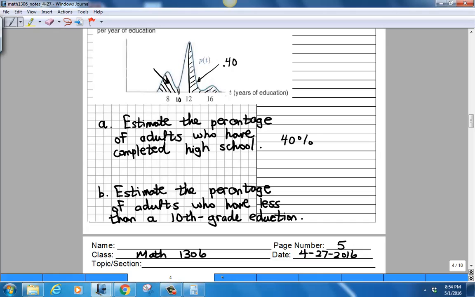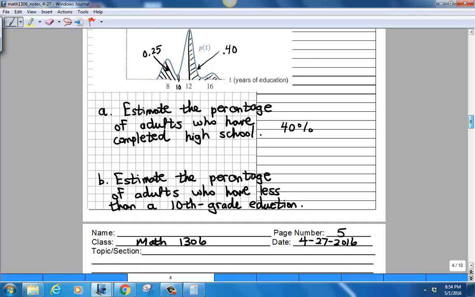And so I'm thinking that looks like about 1/4 maybe of the total area beneath the curve. And since the total area beneath the curve is 1, then 1/4 of this would be about 0.25. Okay, so you may say, no, I think it's a little bit less than that, Dr. Waller. Other people say, no, I think it's a little bit more than that. But I'm going with about 0.25, which tells us that about 25% of the population has less than a 10th grade education.